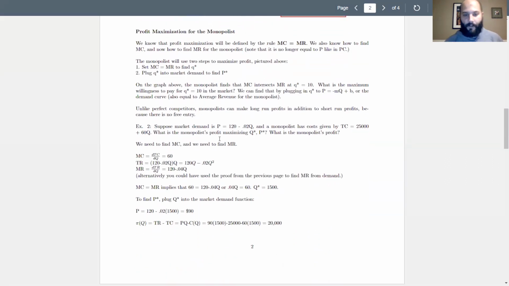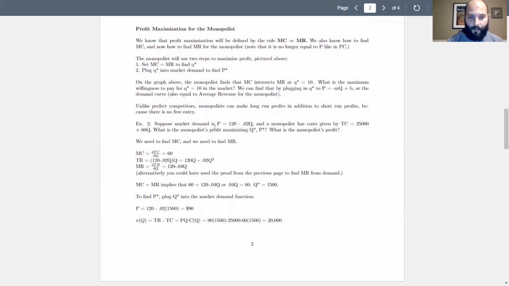All right, so numerically, just a quick example here. Suppose that we have market demand as P equals 120 minus 0.02Q. Monopolist has this total cost function. What are the profit maximizing Q and P for the monopolist? Right, so 2 steps. We're going to use MC equals MR to find Q star. So let's do that. Marginal cost, here's our total cost function, 25,000 plus 60Q. Find the marginal cost. We take the derivative of that with respect to Q. Gives us 0 plus 60. So marginal cost is 60.